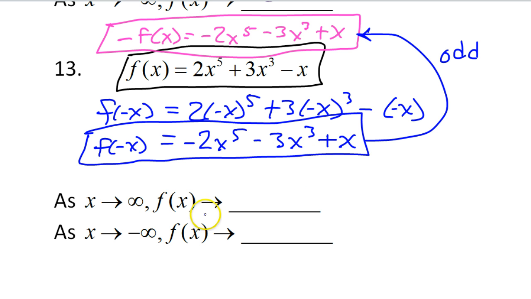The opposite function is negative f of x, right? The pink one is the opposite function. So you put negative 5x and then the negative x. That's where you plug it in.